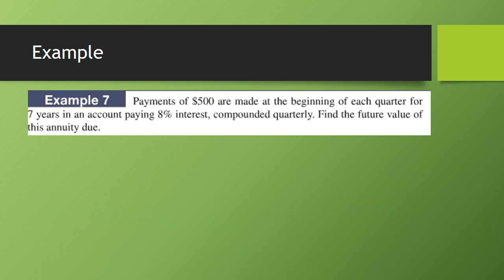Okay. Now let's try an example. Payments of $500 are made at the beginning of each quarter for 7 years in an account paying 8% interest compounded quarterly. Find the future value of this annuity due. So use your formula, pause the recording to try it, resume the recording to check your answer.